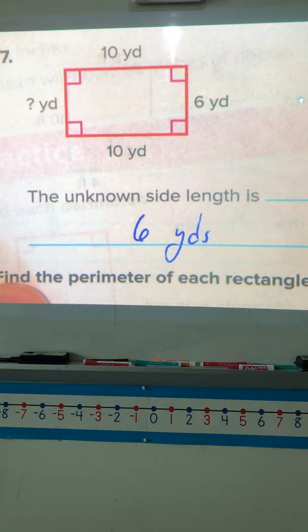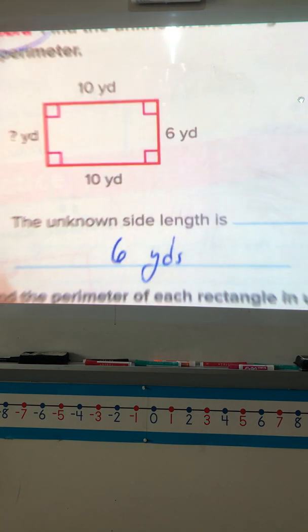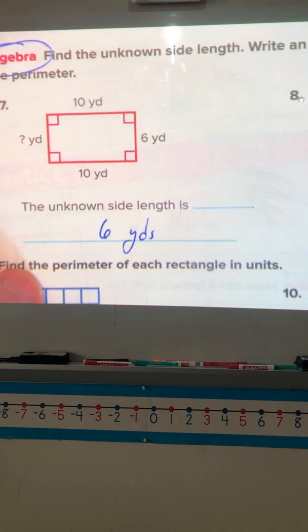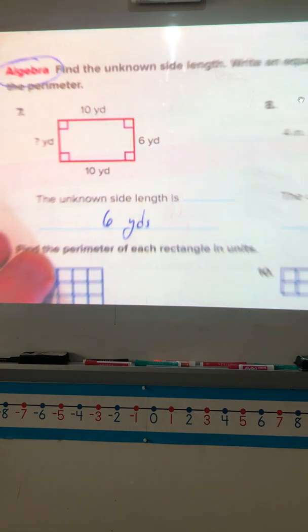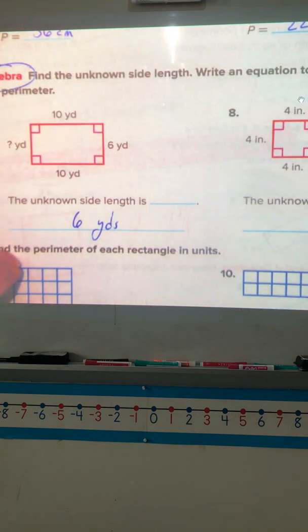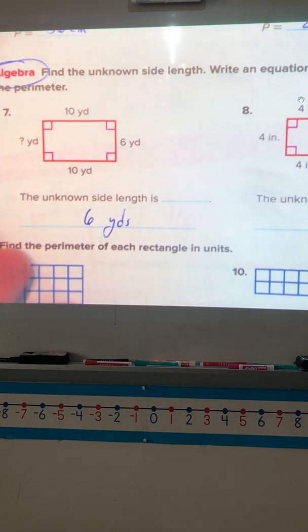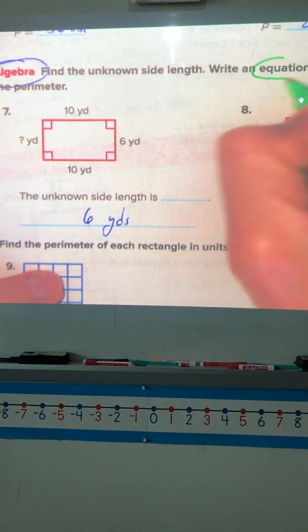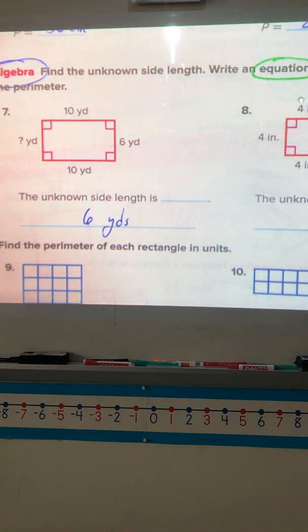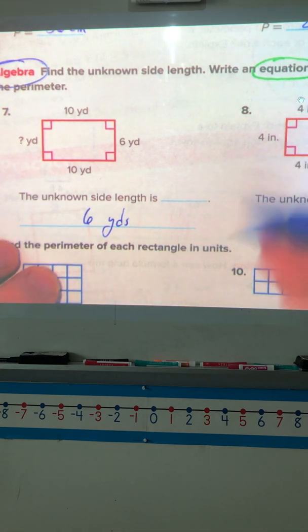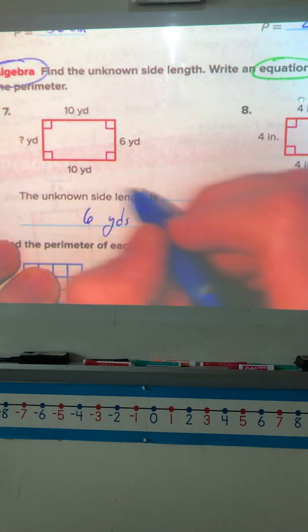Agree? Now it says write an equation to find the perimeter. Let me back up a little bit here. Write an equation to find the perimeter. Okay. We have not been here since March the 13th, and I hope that you have not forgotten what that word means. What's an equation? An equation is, hopefully you said, a number sentence. An equation is a number sentence. So if we had to do this on the test, we would say, let's put it right here.